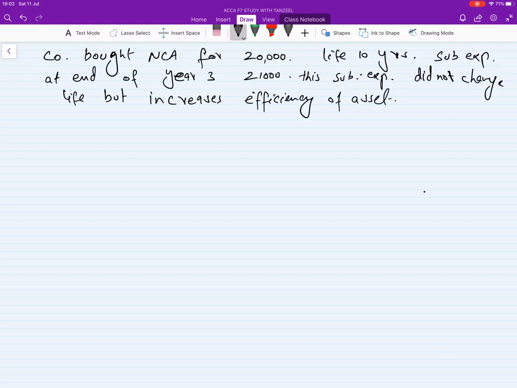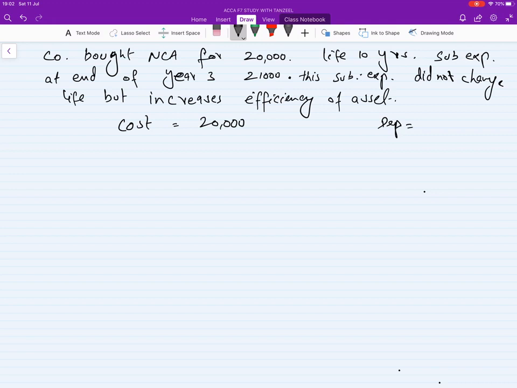Okay, let's do this equation now. Company bought non-current asset for 20,000. Cost is 20,000. Life of the asset was 10 years. And you did some subsequent expense at end of the year 3. Okay. So first you can calculate 3 years. Cost was 20,000.